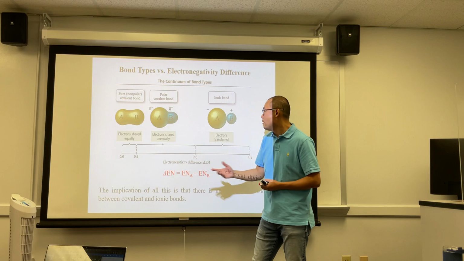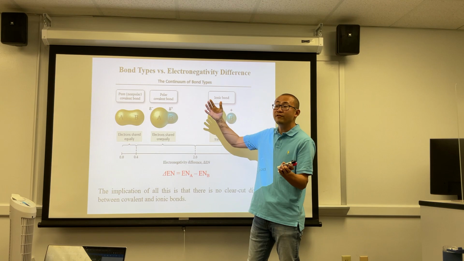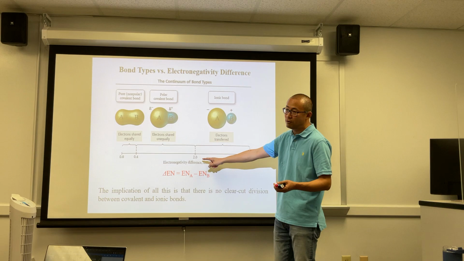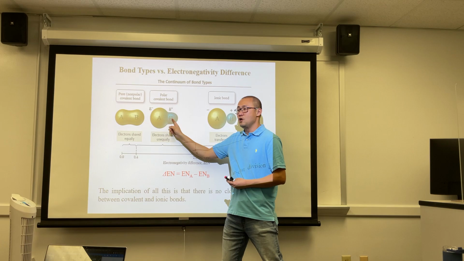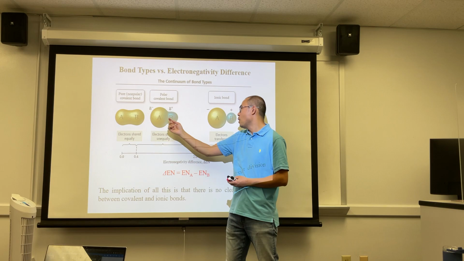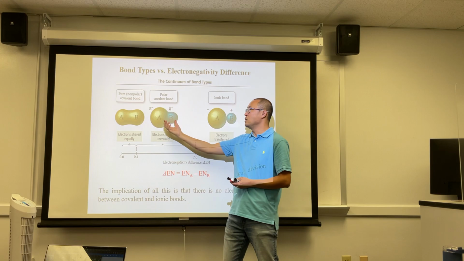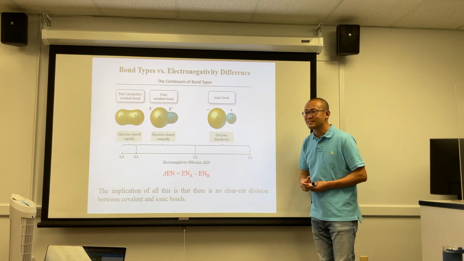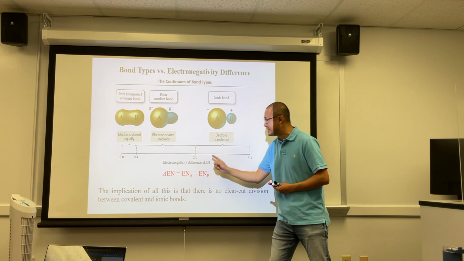Now, if the electronegativity difference is bigger, more different means one is bigger than the other, right? Between 0.4 to 2.0, in this range, then A and B will share electrons unequally. The one with greater electronegativity will share more. The one with less electronegativity will share less, with the positive charge. We call this bond a polar covalent bond. Does it make sense? Now, what if the electronegativity difference is so big?